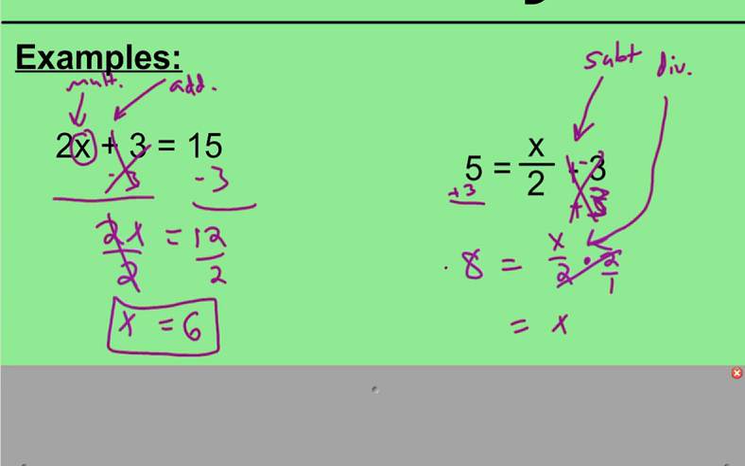And we have to do that over here, multiply this by 2, or 2 over 1. And 2 times 8 is 16, or 16 over 1. But it's the same thing. So we have x is equal to 16.